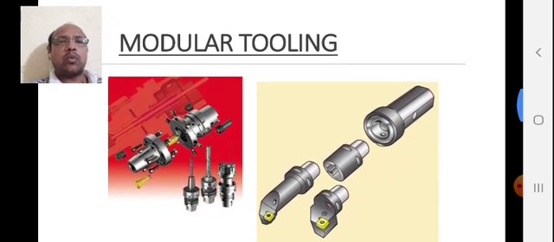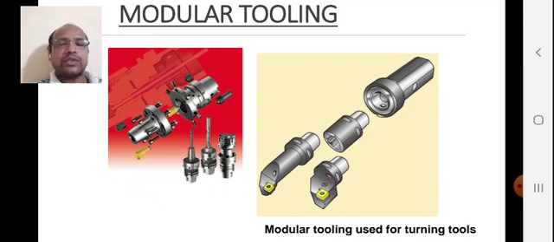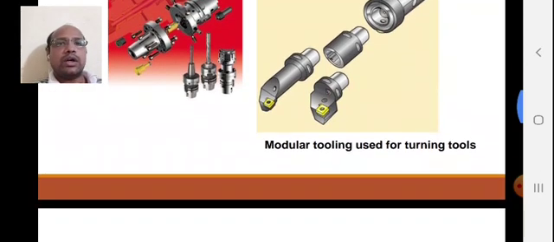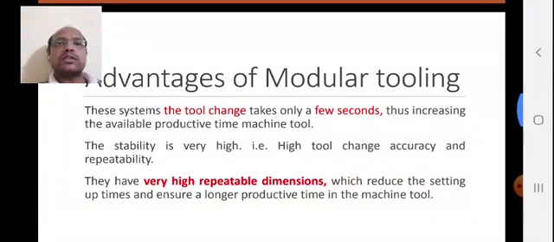Now let us see modular tooling, which is one concept in the manufacturing process, and why it is used. These pictures are shown for modular tooling for a drilling tool as well as a single point cutting tool. Here you can see the advantage of modular tooling. First of all, let us see why modular tooling is required. What are its advantages? These systems are used for changing the tool in a few seconds. Very little time is used for changing the tool.